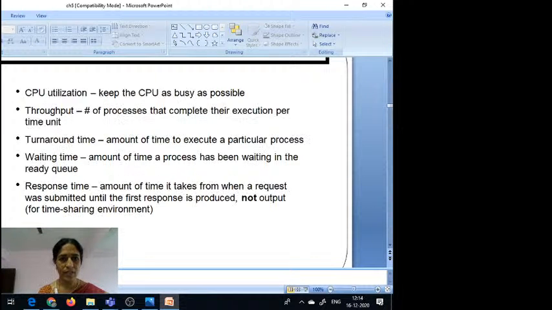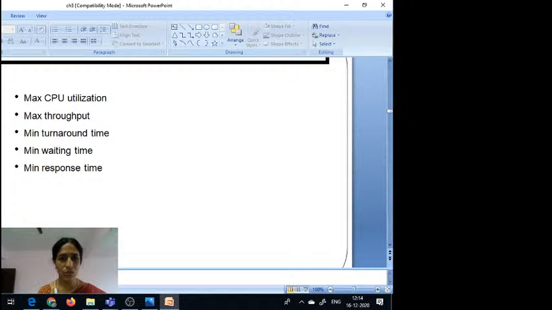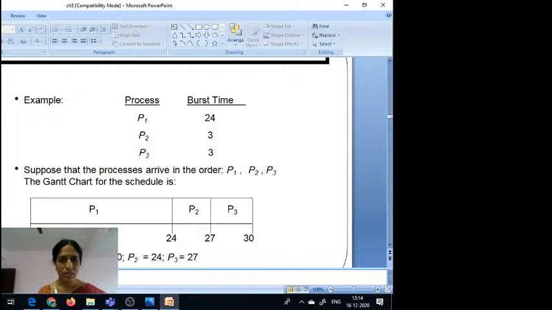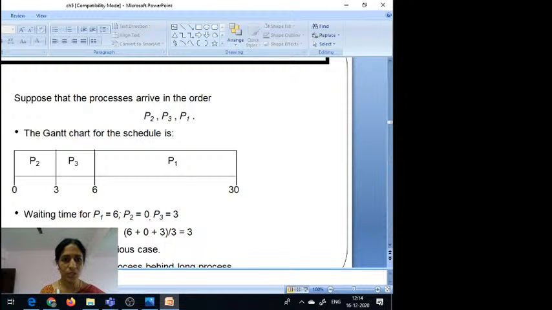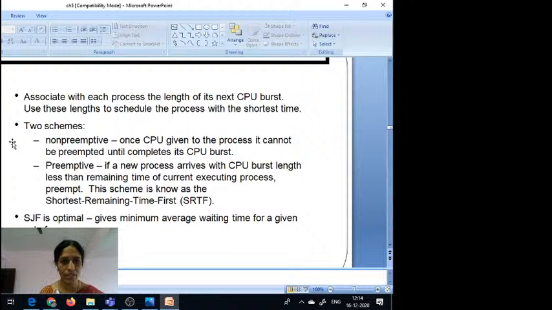In the last class we discussed the shortest job first algorithm. The shortest job first algorithm has two versions: a preemptive version and a non-preemptive version. Yesterday we discussed the non-preemptive version. That means once the CPU is given to a process, it cannot be preempted until it completes its CPU burst time.